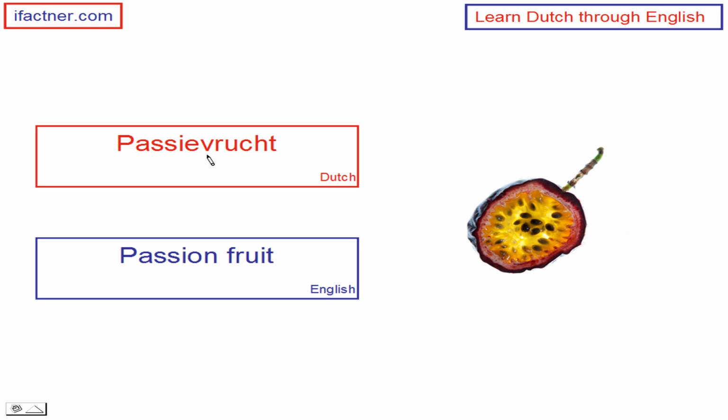P-A-S-S-I-E, passie, V-R-U-C-H-T, vrucht. Vrucht is fruit and passie is passion. Passievrucht, passion fruit. Usually in Dutch we combine different words, but they are pronounced separately, so you have to know which word ends where and which word starts where. So it's passievrucht.